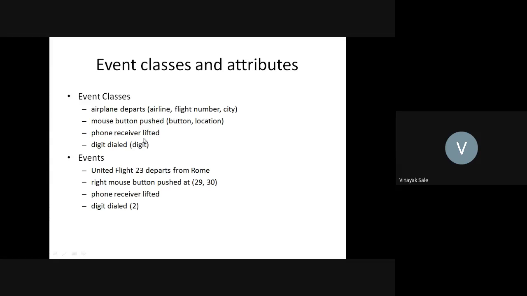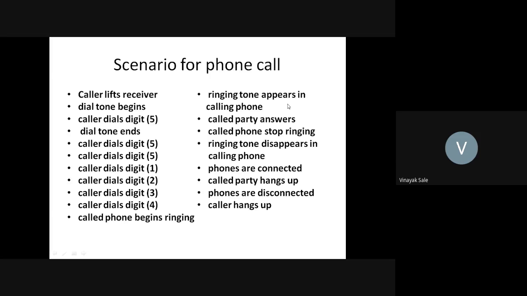Then in case of phone receiver lifted, the event is phone receiver lifted. In case of digit dialed, the attribute is digit. So the event is digit dialed 2 if the dialed digit is 2. If the dialed digit is 3, then digit dialed 3. These are the events, event classes and attributes.